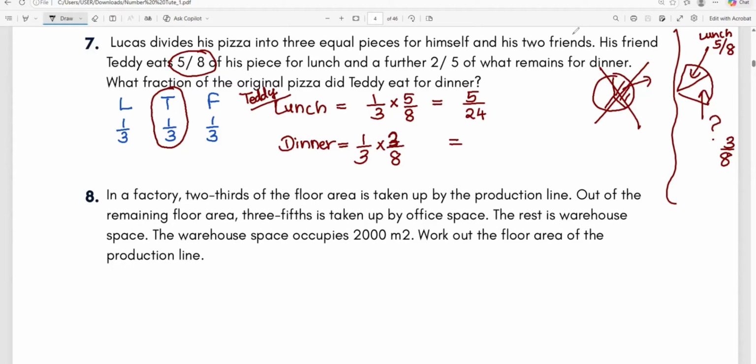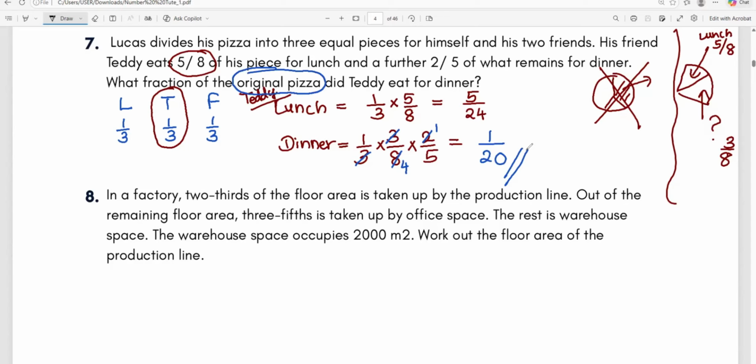If we write it from the original pizza, it is 1 over 3 times 3 over 8. Then from this, he is eating 2/5 for his dinner, so again multiply by 2 over 5. Now all 3 are multiplications. Cancel off the common factors and multiply. 3 and 3 can cancel, 2 and 8. That's all. Multiply: 1 over 20. Now 1 over 20 is from the original pizza.